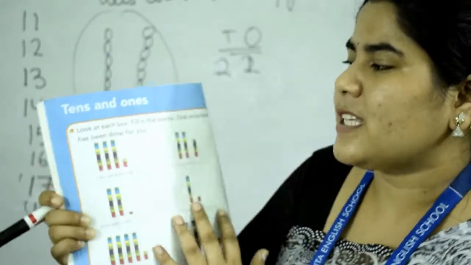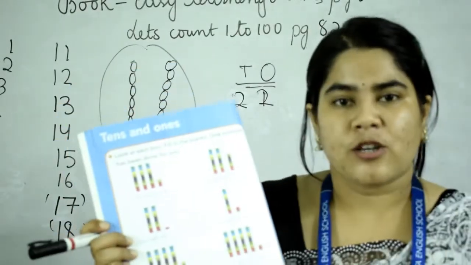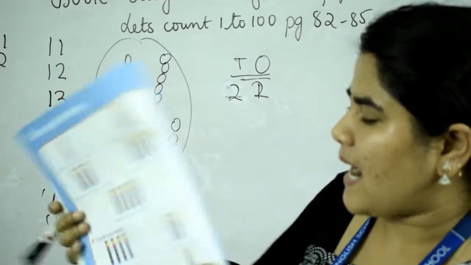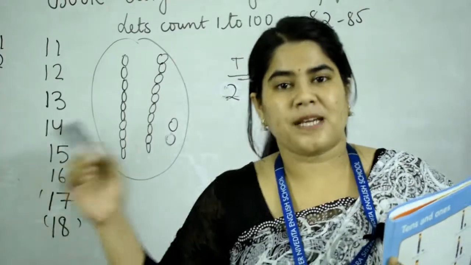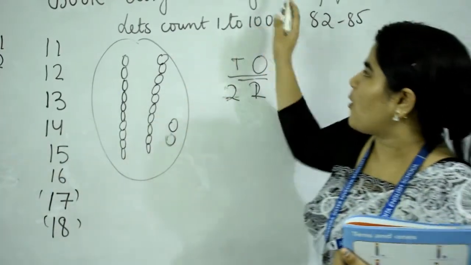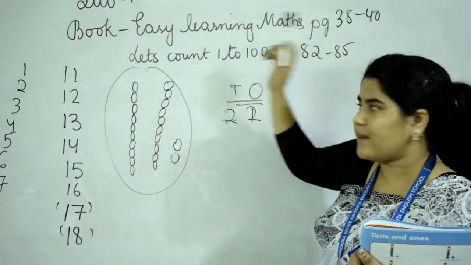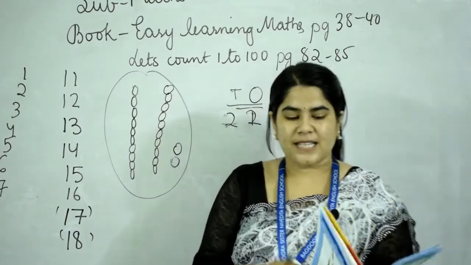Okay, so in this way you have to finish up this page. So these are the things that you have to do. Okay, so what were the exercise, page number 40 and page number 38 is your homework. You have to do it by yourself and the rest pages you can practice at your home. So pause the video and note this down. For Easy Learning Maths, 38 to 40. Let's Count 1 to 100, page 82 to 85. So kids, that's all.